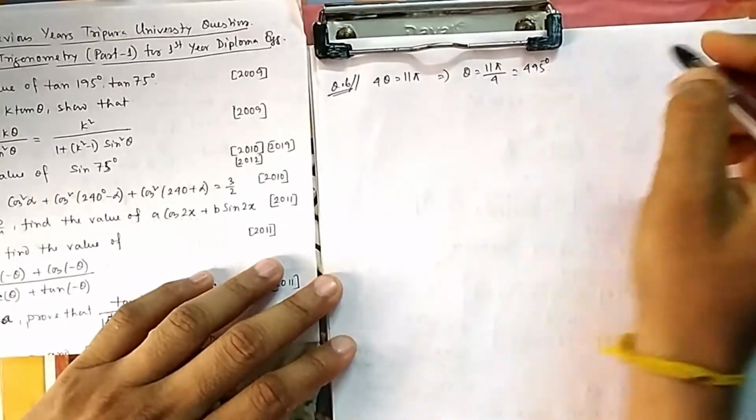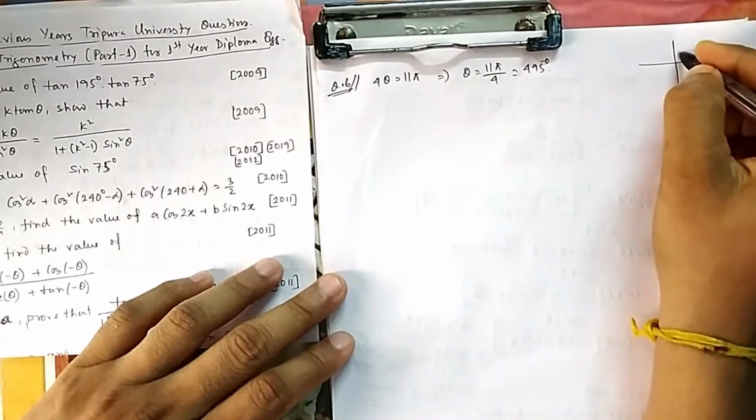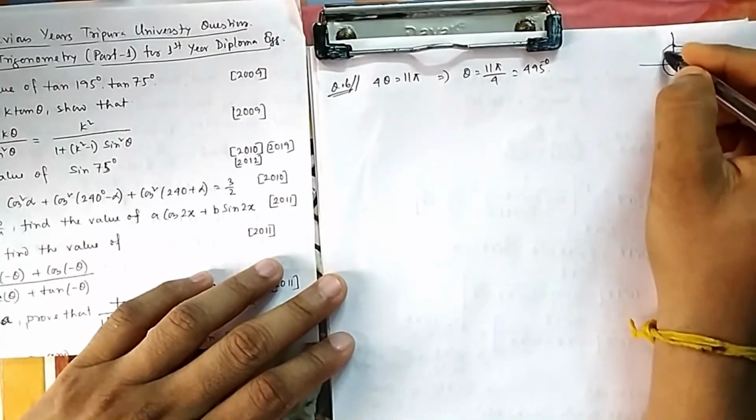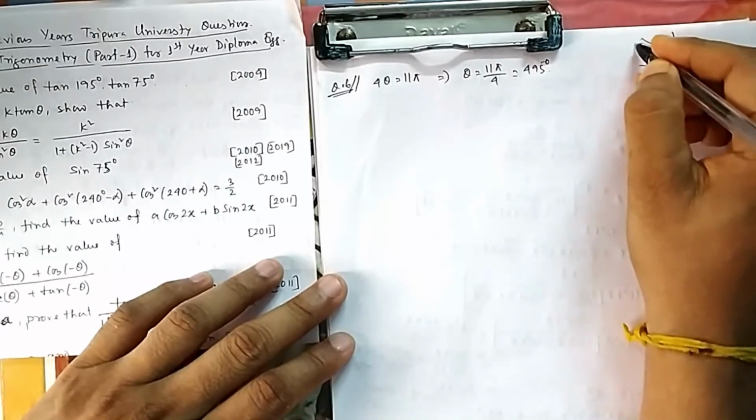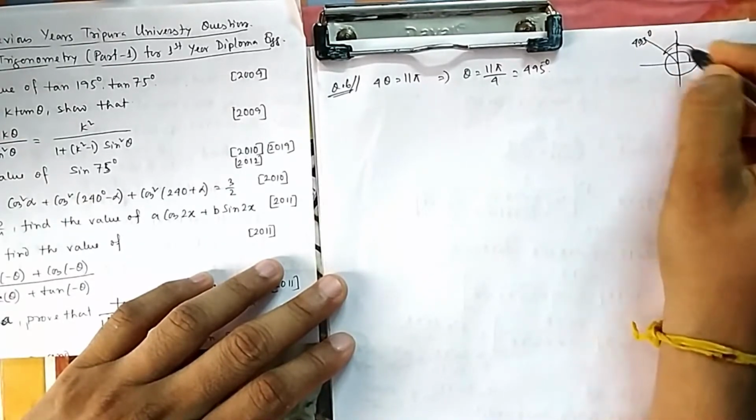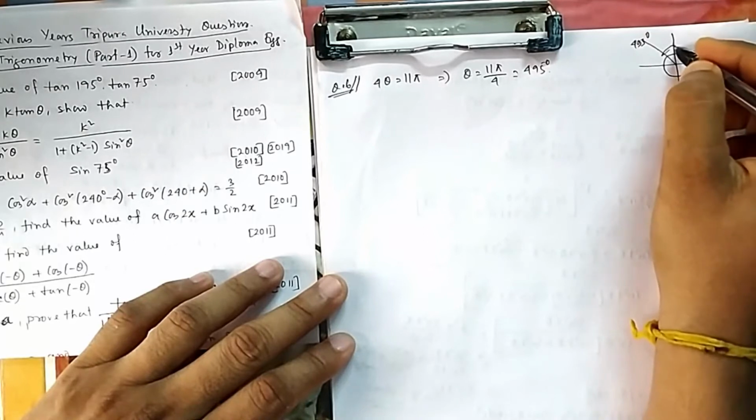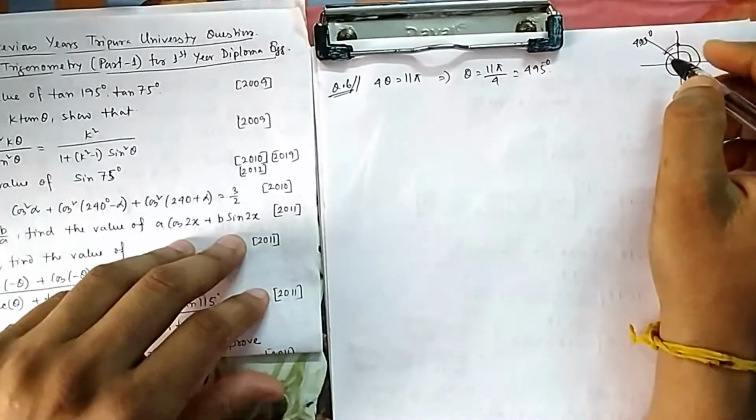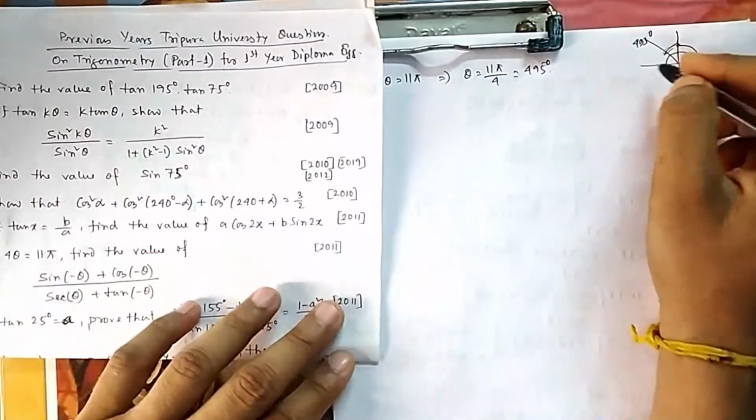Okay, so if I draw 495, what will it be? 495 will come here. 360 plus 90 is 450, then again 45. So now you can use either the property, or you can directly write the values also.